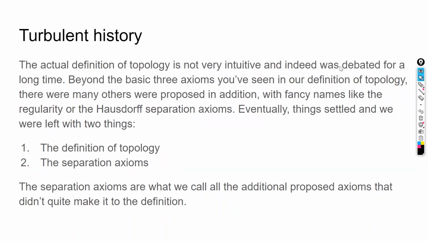Welcome to week 2, part 3. Now we're going to be talking about something called separation. So, before we get started, a history lesson.